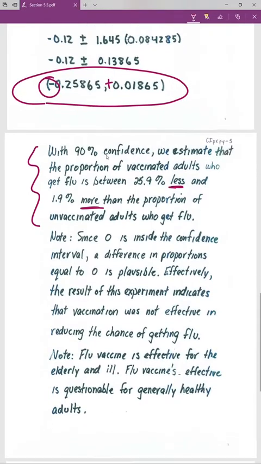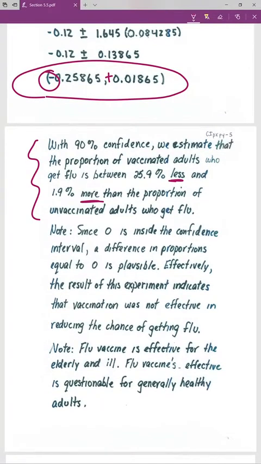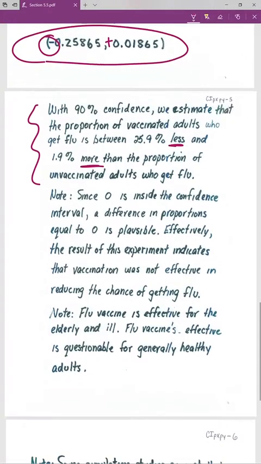So some interpretations of that confidence interval. We can note that since 0 is inside the confidence interval, a difference in proportions equal to 0 is plausible. Effectively, the result of this experiment indicates that vaccination was not effective in reducing the chance of getting the flu. We should note that the flu vaccine is effective for the elderly and the ill, but the flu vaccine's effectiveness is questionable generally for healthy adults.